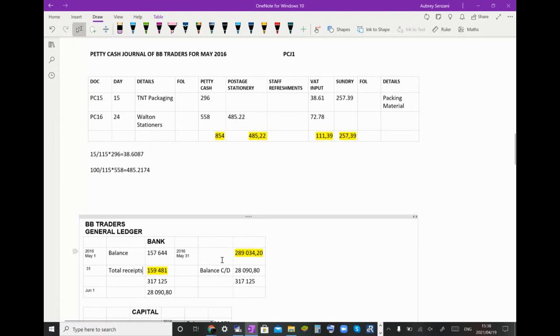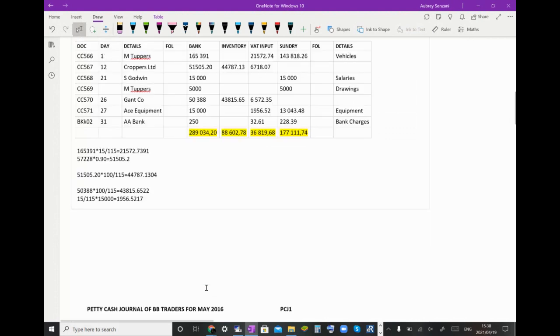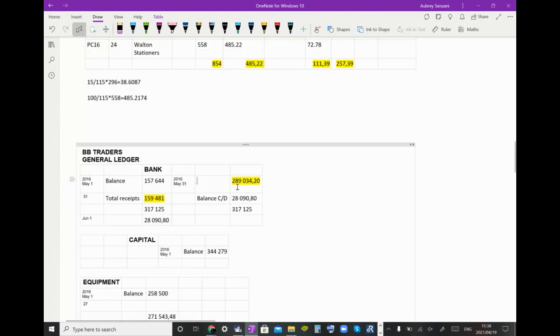Then we go to the other side now, to the next journal. There you can see the total is 289,000. That's what we're going to post. There we credit that because that's money leaving us, so that's us spending money. And there we're going to put total payments. Here we should also put CPJ under the folio, and here we should have put cash receipts.